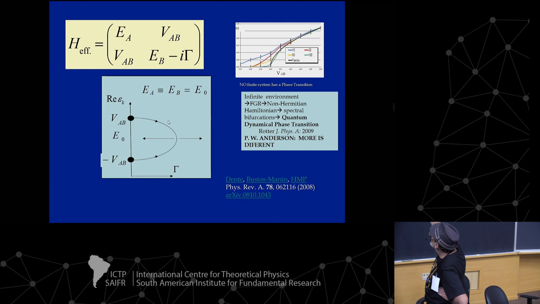And then the eigenvalues of this Hamiltonian are going to be, first, no imaginary part here. That would be the bonding and antibonding. But as you increase the interaction with the environment, these poles go to the complex plane. You have an exceptional point, and you have a mode that moves to the right, another to the left. This is the short-lived one, and this is the long-lived one. That's what you will expect.